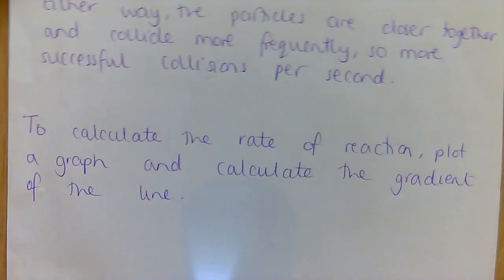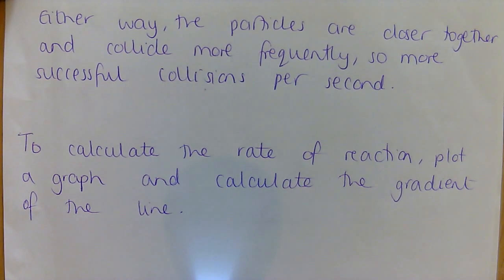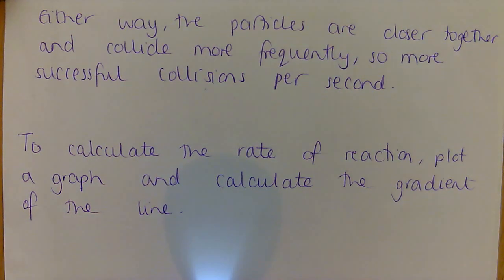And finally, looking at how we calculate the rate of a chemical reaction. Again, you did this at GCSE. You would plot a graph of your results. As I said a minute ago, time will always be on the x-axis and your other variable on the y-axis. And to calculate the rate of the chemical reaction, all you need to do is calculate the gradient of the line. So you'll do difference in y divided by difference in x.